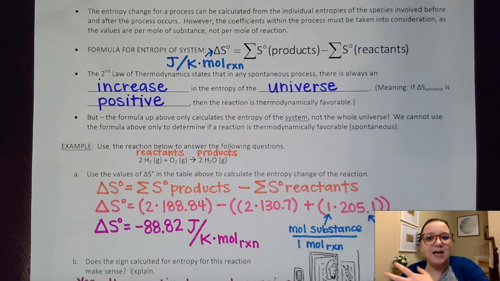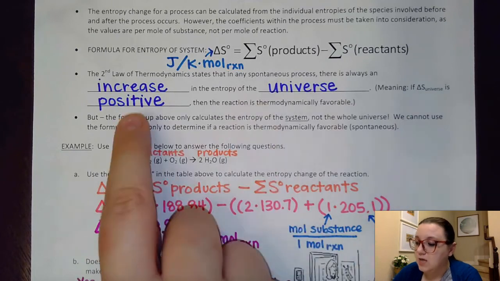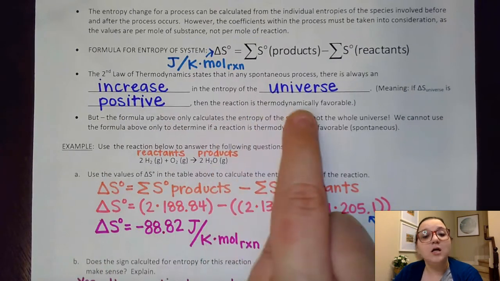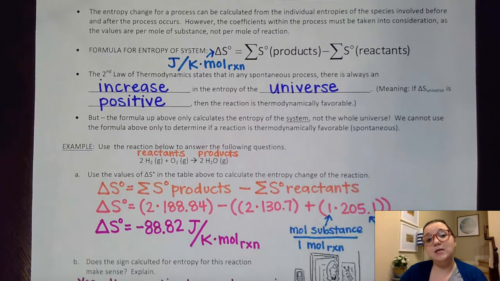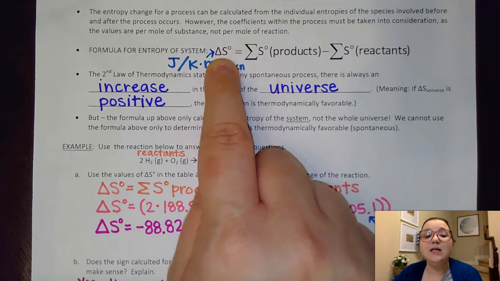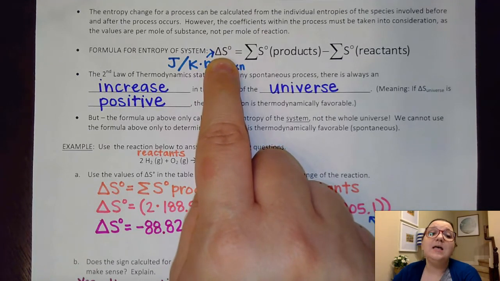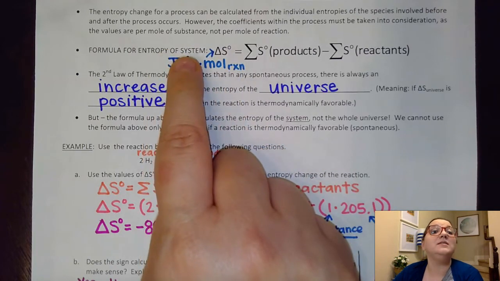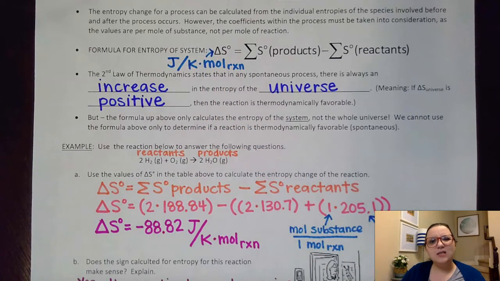The universe is designed to get more messy, meaning if the entropy of the universe is positive, then the reaction is thermodynamically favorable. It's spontaneous. But here's the problem. This equation up here doesn't calculate entropy of the universe. It calculates the entropy of the system. And so it doesn't take into consideration what's going on with the surroundings. And so I can't use just this equation to determine spontaneity. We're going to have to use an additional equation that we'll talk about in our next video.